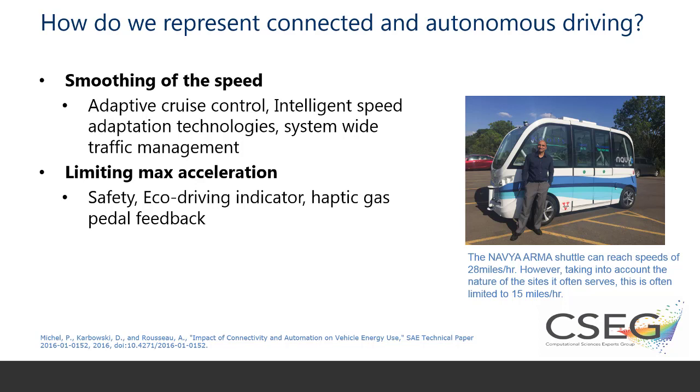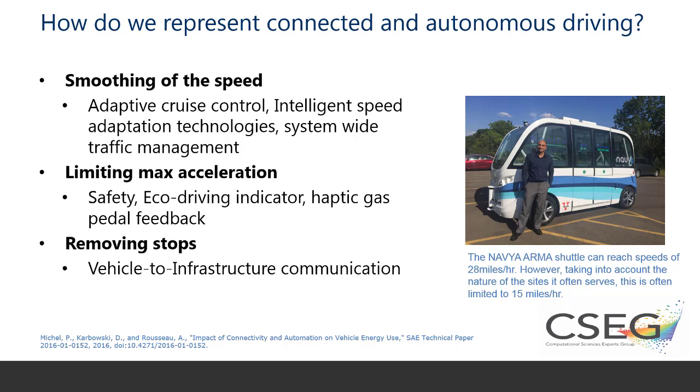So as an example, the picture shown here is a fully autonomous shuttle that will run in Ann Arbor starting fall 2017. And even though the vehicle can reach up to 28 miles an hour, it will likely be limited to about 15 miles an hour, mostly because of the conditions it will drive in and for safety.